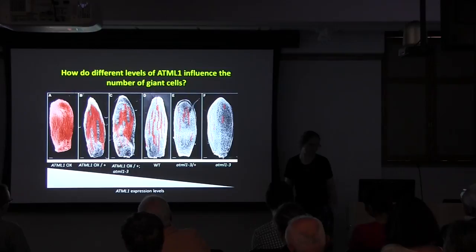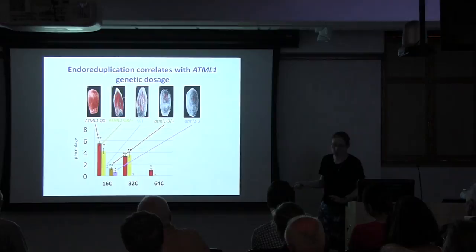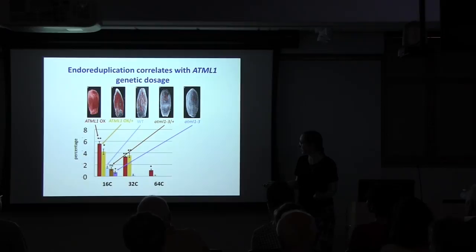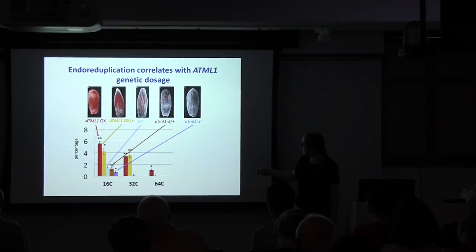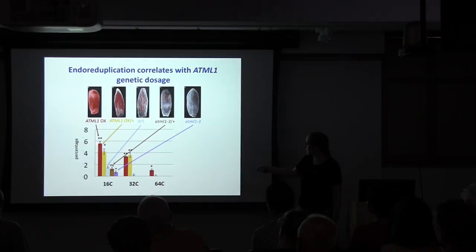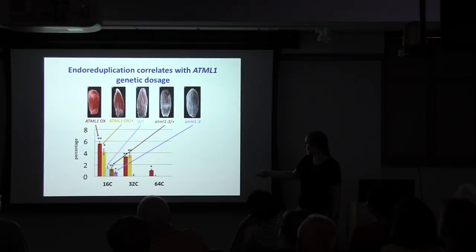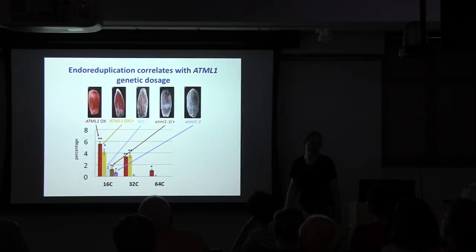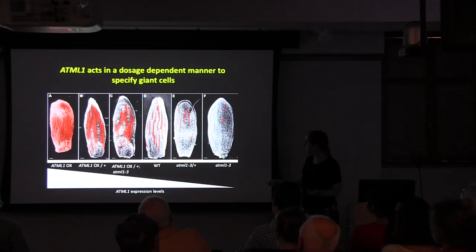Okay, so we wanted to verify this not just with imaging, but with another method. So Heather did flow cytometry to look at endoreduplication. Remember, giant cells are highly endoreduplicated, so we're only looking at the highly endoreduplicated cells. And we see a very nice gradation in the number of 16C giant cells in these lines. The homozygous overexpression line has a lot, and it goes down to the mutant, which has very, very few. What's even more remarkable is that the overexpression line actually increases endoreduplication. We start to see 64C cells with an extra endocycle that we don't see in wild type. So clearly the dosage of ATML1 is really important for controlling the number of giant cells in the sepal.